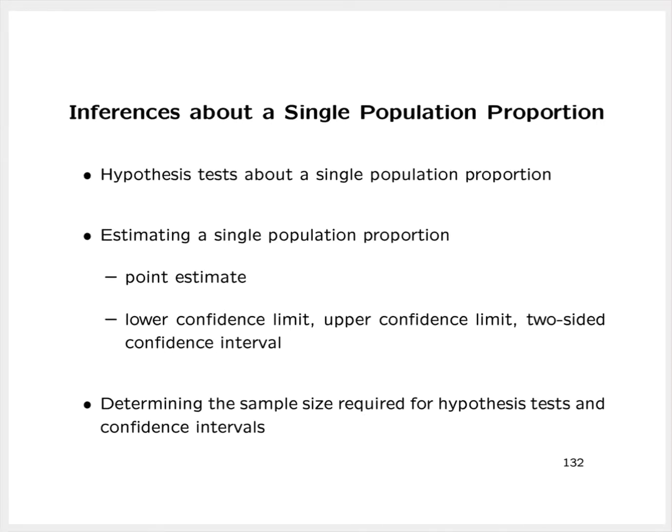In this lecture video, we start looking at inferences about a single population proportion. In particular, we'll be looking at developing a hypothesis test about a single population proportion. In addition, we'll look at estimation of a population proportion, both via a point estimate, but also via confidence interval estimation. And finally, we'll look at some sample size formulas that will allow us to construct confidence intervals with a given level of precision.